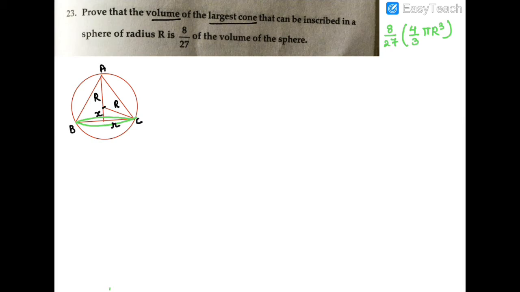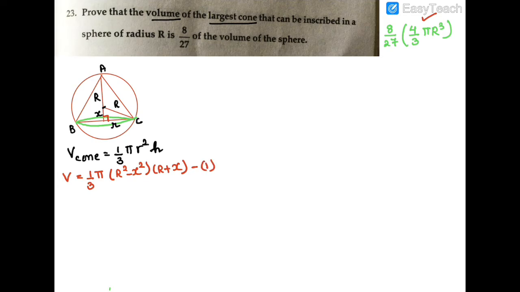So I have to start with the volume of the cone, which is equal to 1 by 3 pi r square h. r is the base of the cone. And then you can see here my answer is expected in capital R. So I'm going to convert everything in terms of capital R: 1 by 3 pi, and you can see this is a right angle triangle. So I can write it as R square minus x square, and the height of the cone is R plus x. So therefore this is my expression number 1.